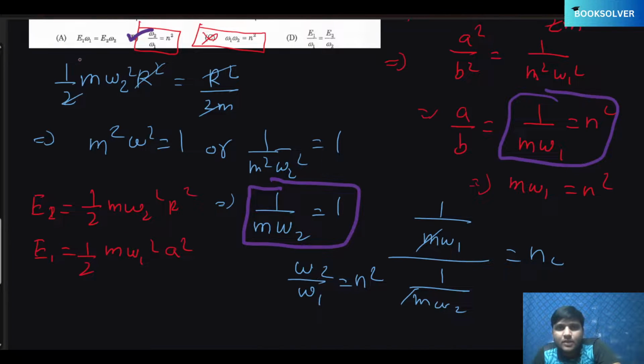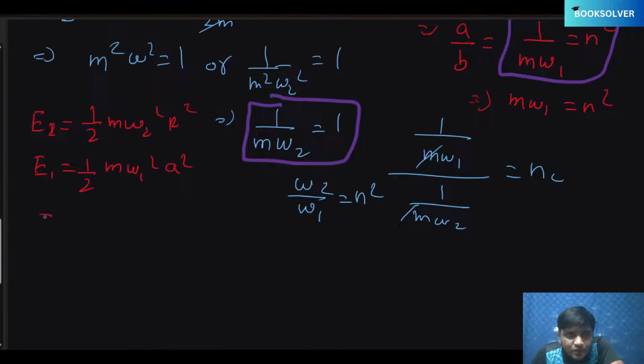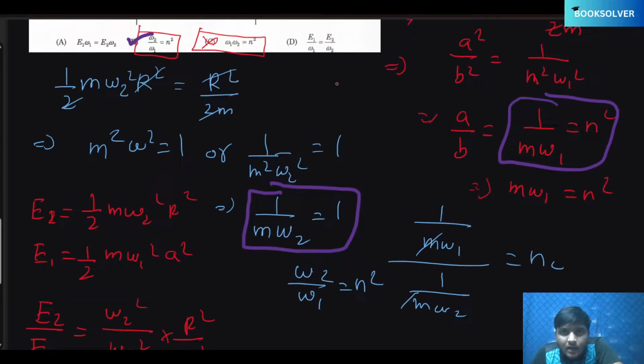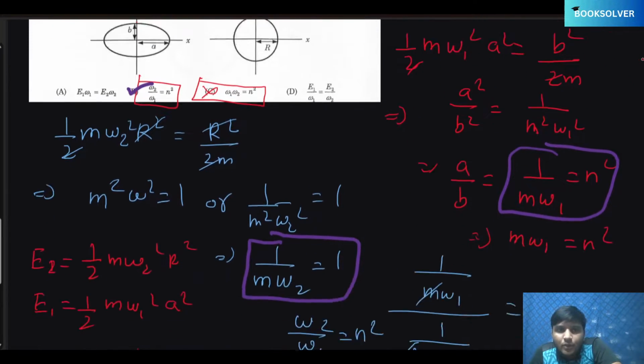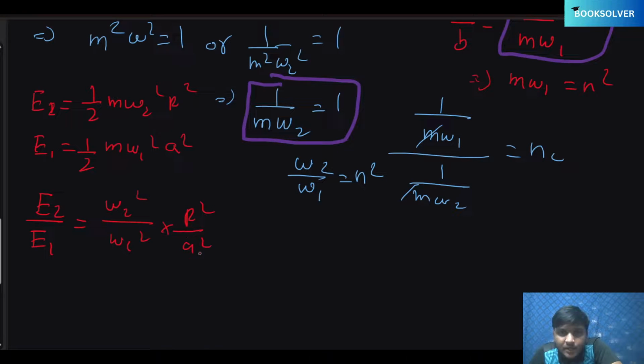If we want some relation, we can take the ratio of them. So we get E2 by E1 equal to omega 2 square by omega 1 square into r square by a square. Now if you look here, they have given a relation between a by r. So a by r is nothing but equal to n, so r square by a square can be written as 1 by n square. That implies E2 by E1 is equal to omega 2 square by omega 1 square into 1 by n square.